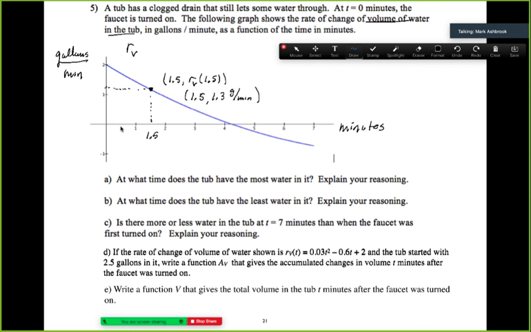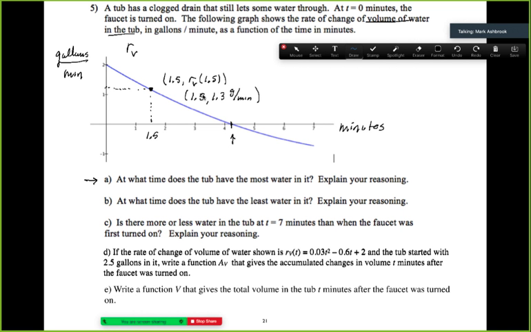Okay, so at what time does the tub have the most water in it? So wherever the x-intercept is. Okay, why the x-intercept, Ashley? Because that whole time before it was gaining more water, and then afterwards the rate of change becomes negative, so it's going to start losing water. Okay. Angel, you agree with that? Yeah, makes sense. Yep, okay.